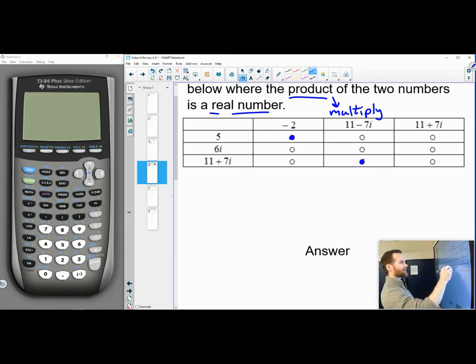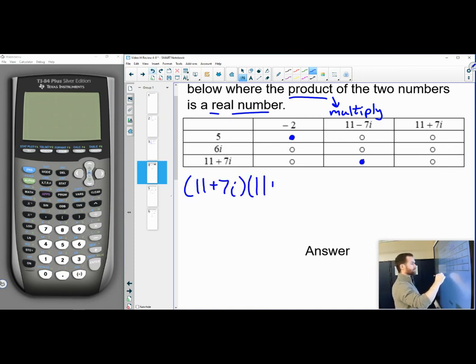Okay, last one. Didn't mean to erase that. That's part of the answer. Last one, we're checking this one right here. That's 11 plus 7i times itself, essentially. 11 plus 7i, and then 11 plus 7i. Again, you might be able to skip some of these steps. I'm just showing all the work in case anyone needs it.